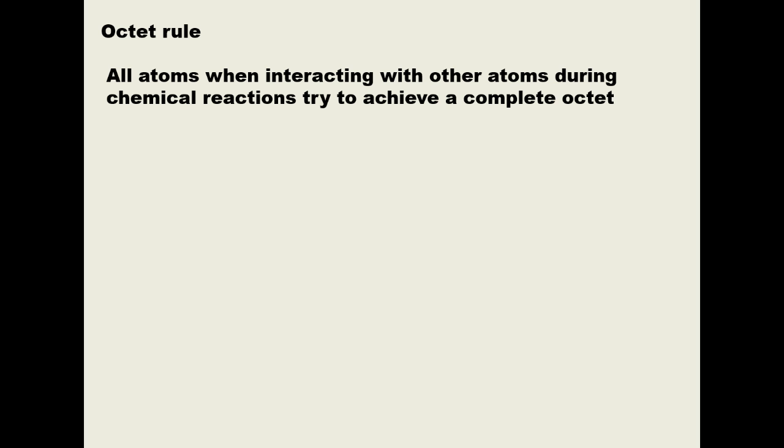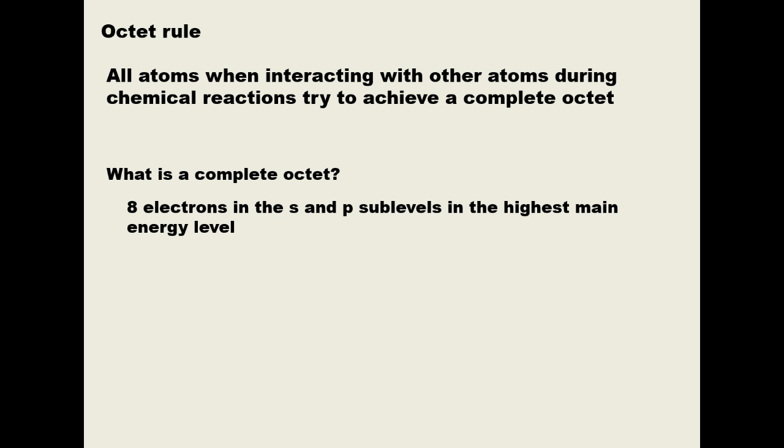The last thing in this video is the octet rule. The octet rule states that all atoms, when interacting with other atoms during chemical reactions, which is really important, it has to happen during a chemical reaction, try to achieve a complete octet. So what is a complete octet? It's when we have 8 electrons, in the S and P sublevels, in the highest main energy level.